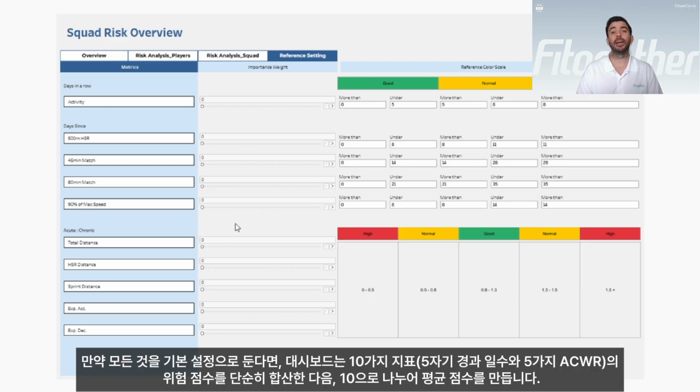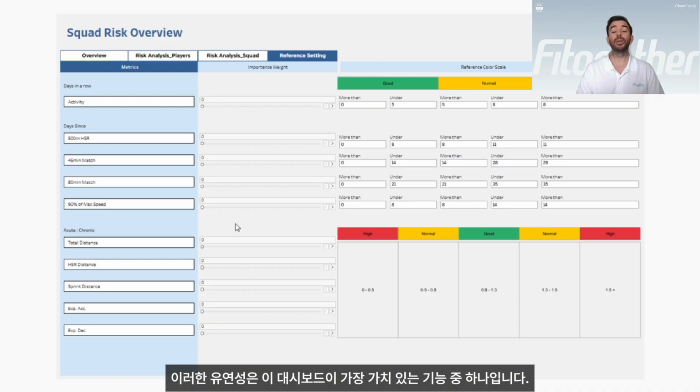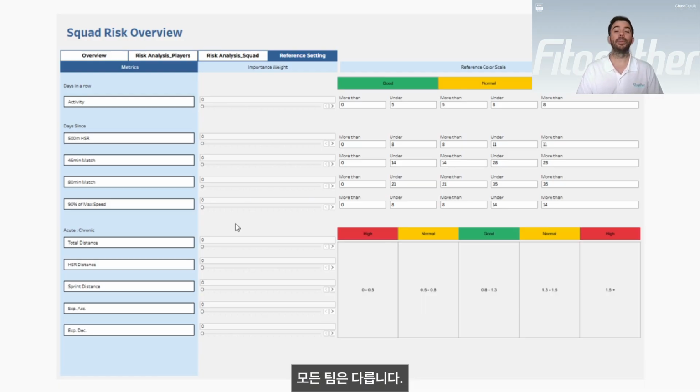If you leave everything at the default setting, the dashboard will simply add up the risk scores from all 10 metrics, the 5 days since and the 5 acute to chronic ratios, and divide by 10 to create an average score. This flexibility is one of the most valuable features of the dashboard. Every team is different.